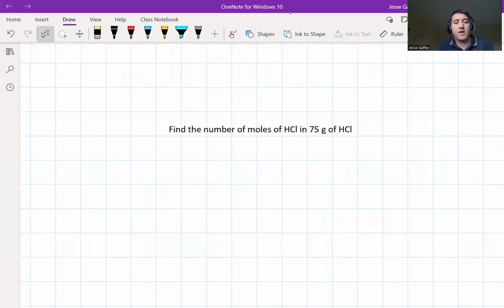All right, so here it says find the number of moles of HCl in 75 grams of HCl. So I'm going to ask you to pause the video and write down, plan it out. What are we doing here? Plan the conversion. Okay, so obviously we're starting with grams of HCl. That's what we know. We have a number here, so we know that. We're going from grams of HCl. And what are we going to? We're going to moles of HCl. That's what we want in our answer.